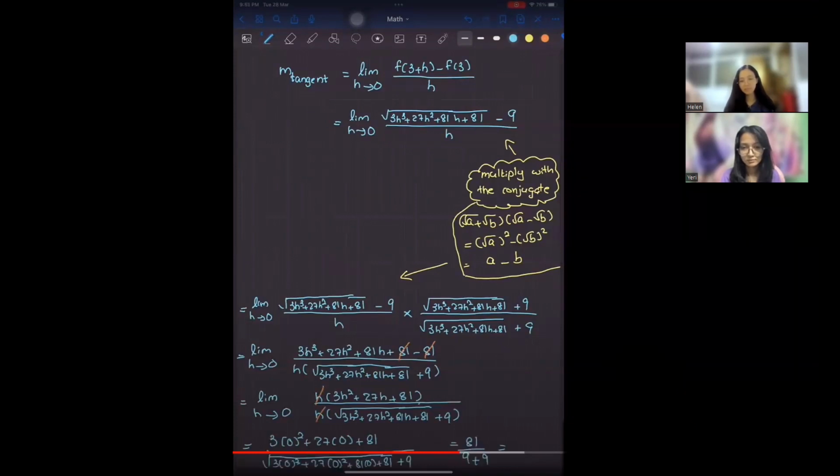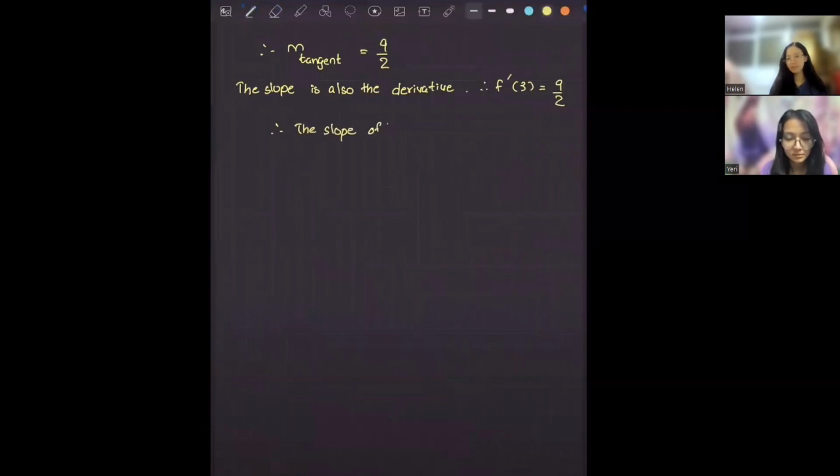and then we will get 9 by 2. So our m tangent will be 9 by 2. So we already know that the slope is also the derivative. So we will be writing f prime here. So f prime of 3 is 9 by 2. And then we will be writing it in our final form. The slope of the tangent at 3 is m tangent equal to f prime 3 equal to 9 by 2.